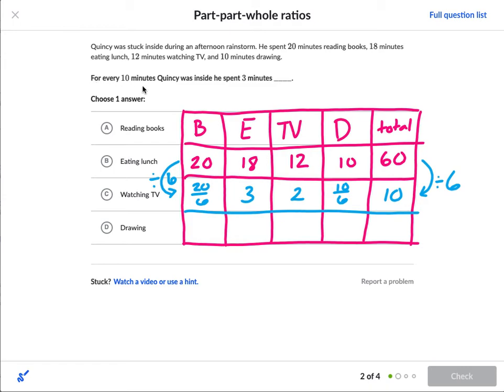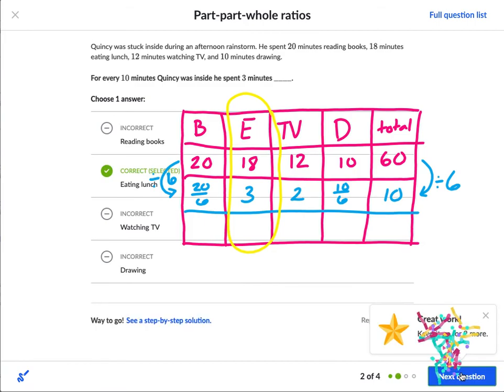Okay? So to answer this question, for every 10 minutes Quincy was inside, he spent 3 minutes. It looks like he spent 3 minutes. That's where my 3 is, so 3 minutes. Looks like he was eating lunch, right? So we'll go ahead and mark eating lunch. And that's how we use tape diagrams and ratio tables to help us solve those part-to-whole ratios that we see.